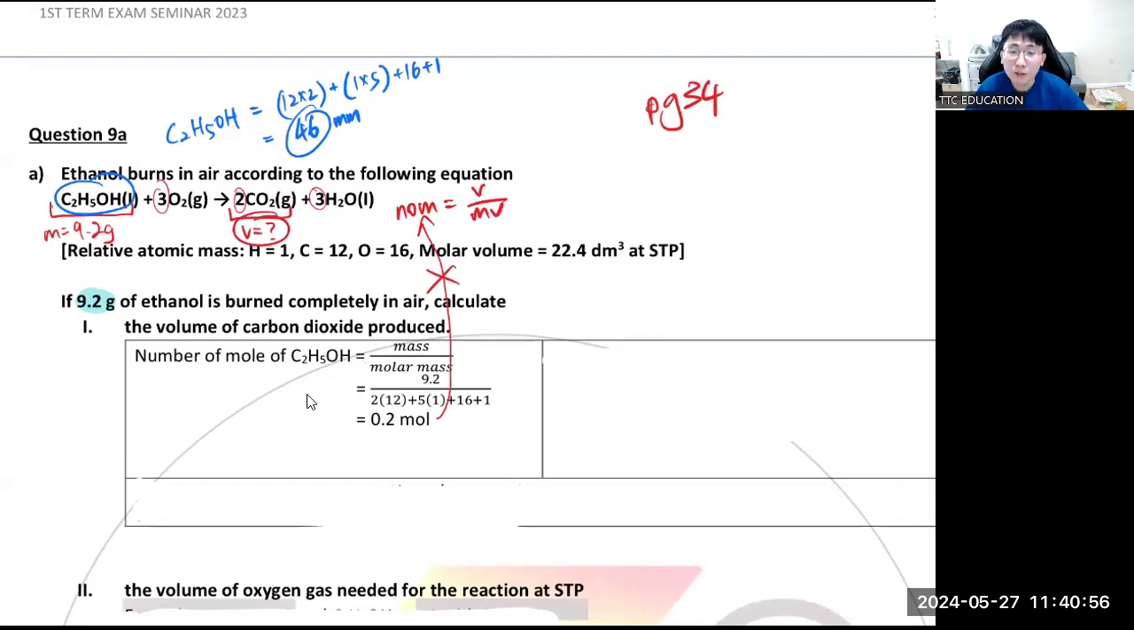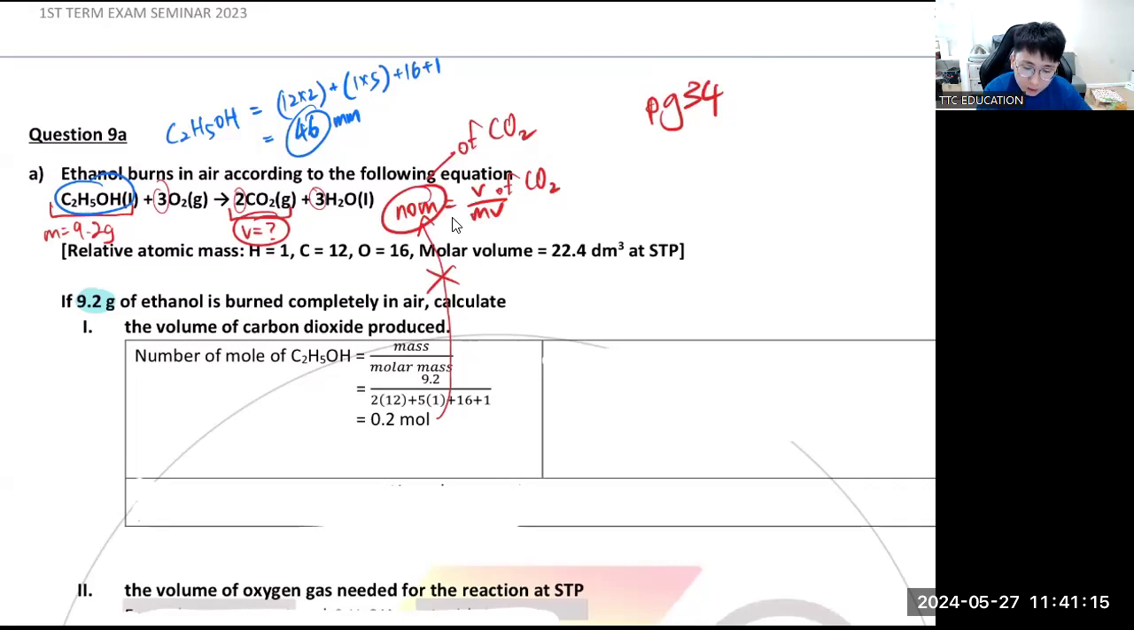This 0.2 is for the C2H5OH, while if you want to find the volume of CO2, you're going to need the number of mole of CO2. Do you have the number of mole of CO2? Don't have. If you don't have, how are you supposed to find? Use your ratio format.